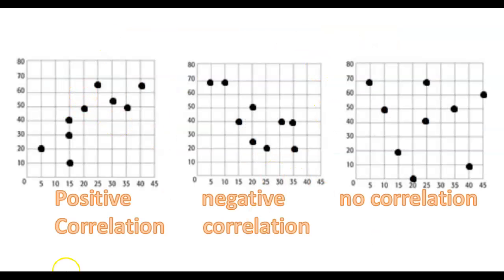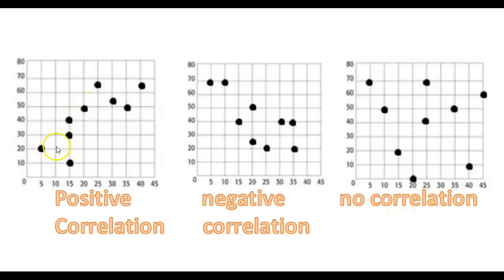Let's look at this last graph over here first. When I have data and it's all spread out and it doesn't make a line, it doesn't make a curve, it's just random, that's called no correlation.